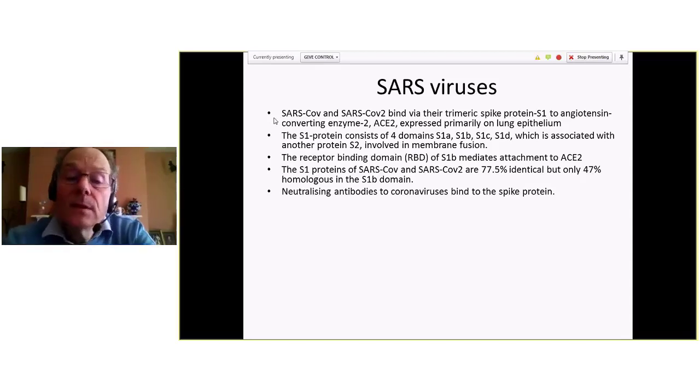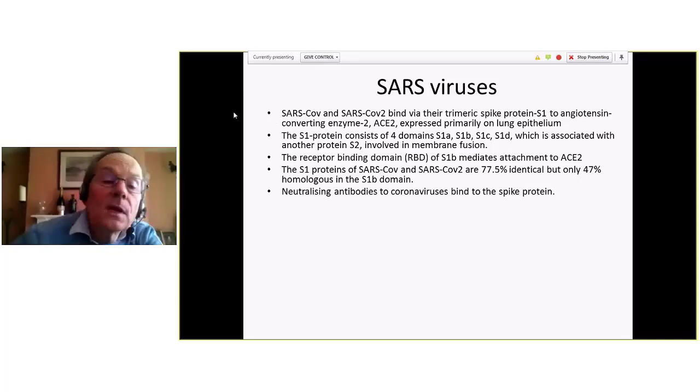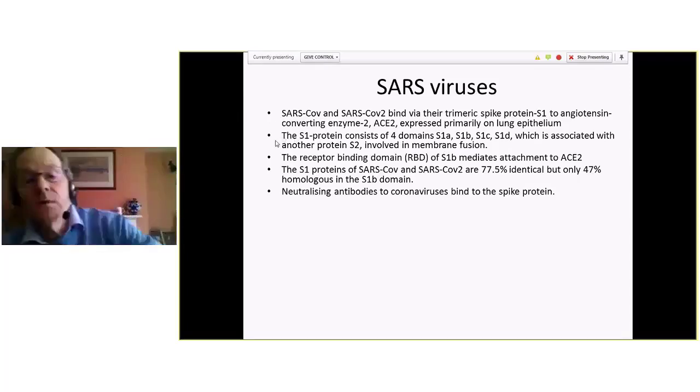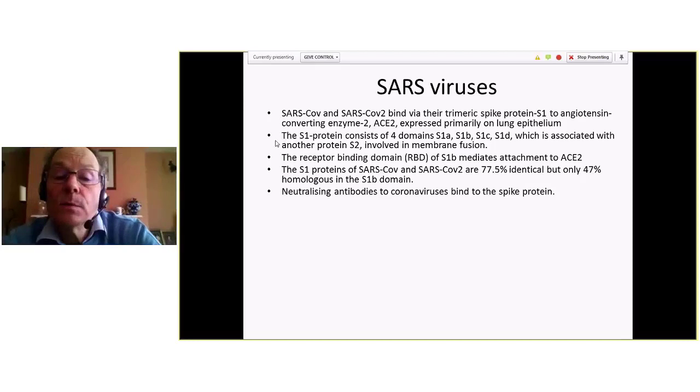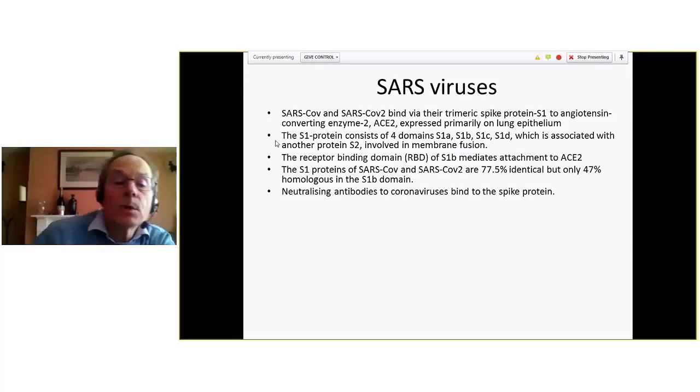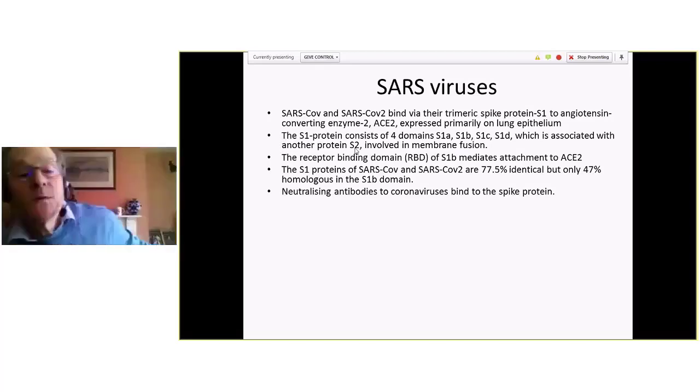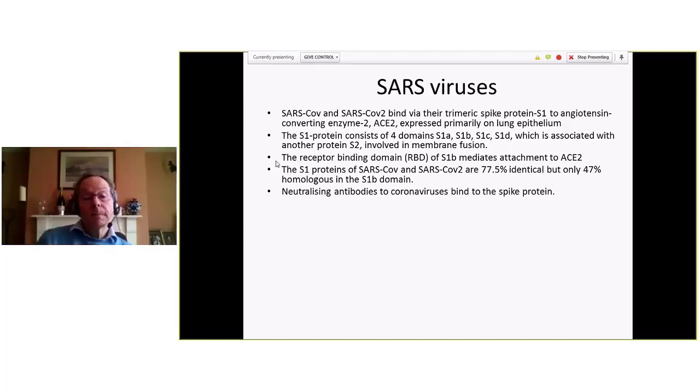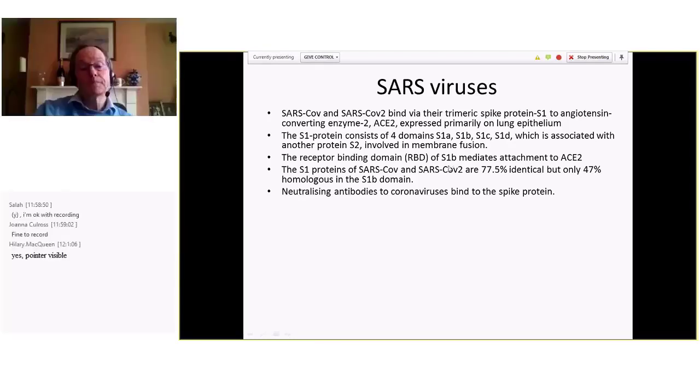Okay, the S1 protein, the thing on the outside of the virus, consists of 4 domains, A, B, C and D, and it's associated with another protein, S2, which is involved in membrane fusion. The part of the S1 protein, third bullet point down, I don't know if you can see my pointer here, which mediates attachment to ACE2, the receptor binding domain, is part of the S1B domain.